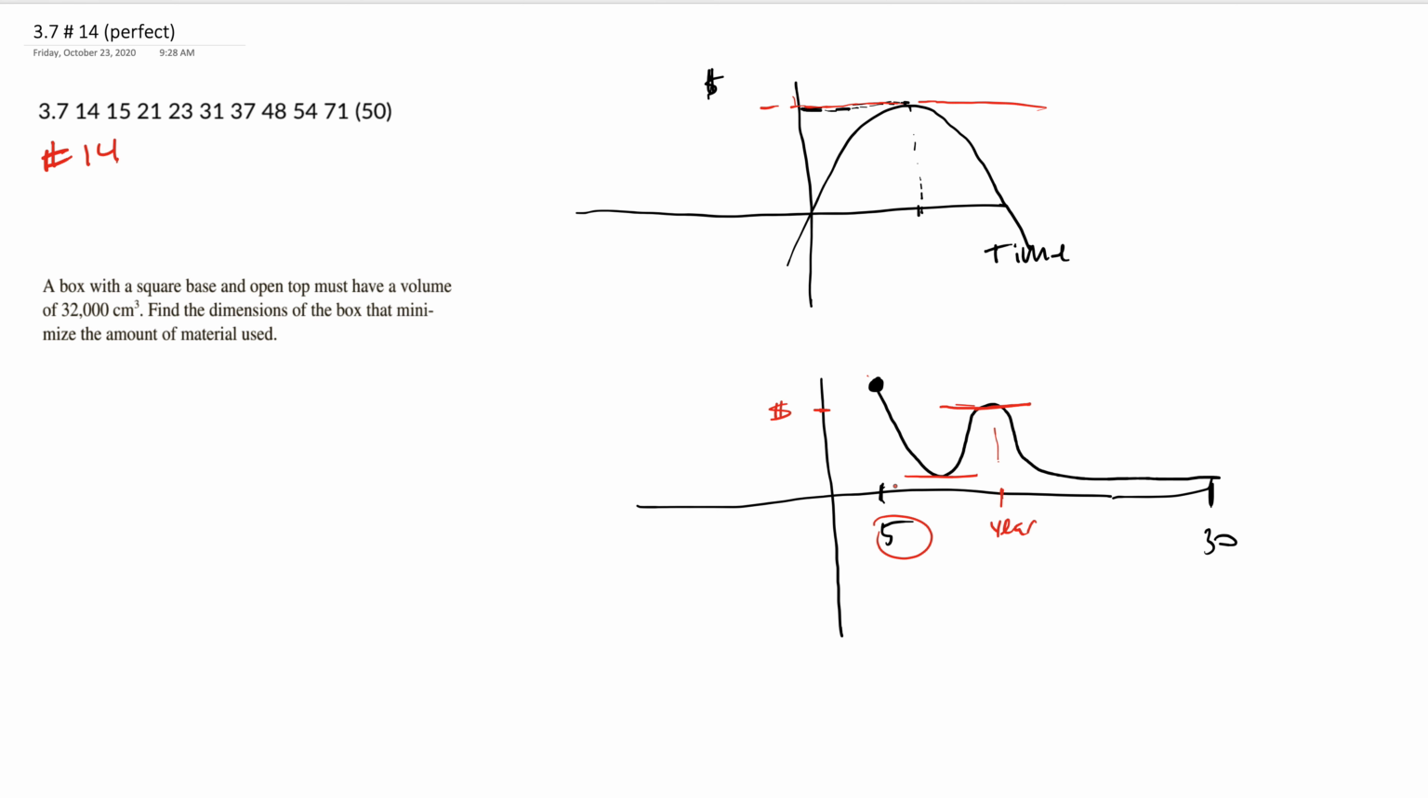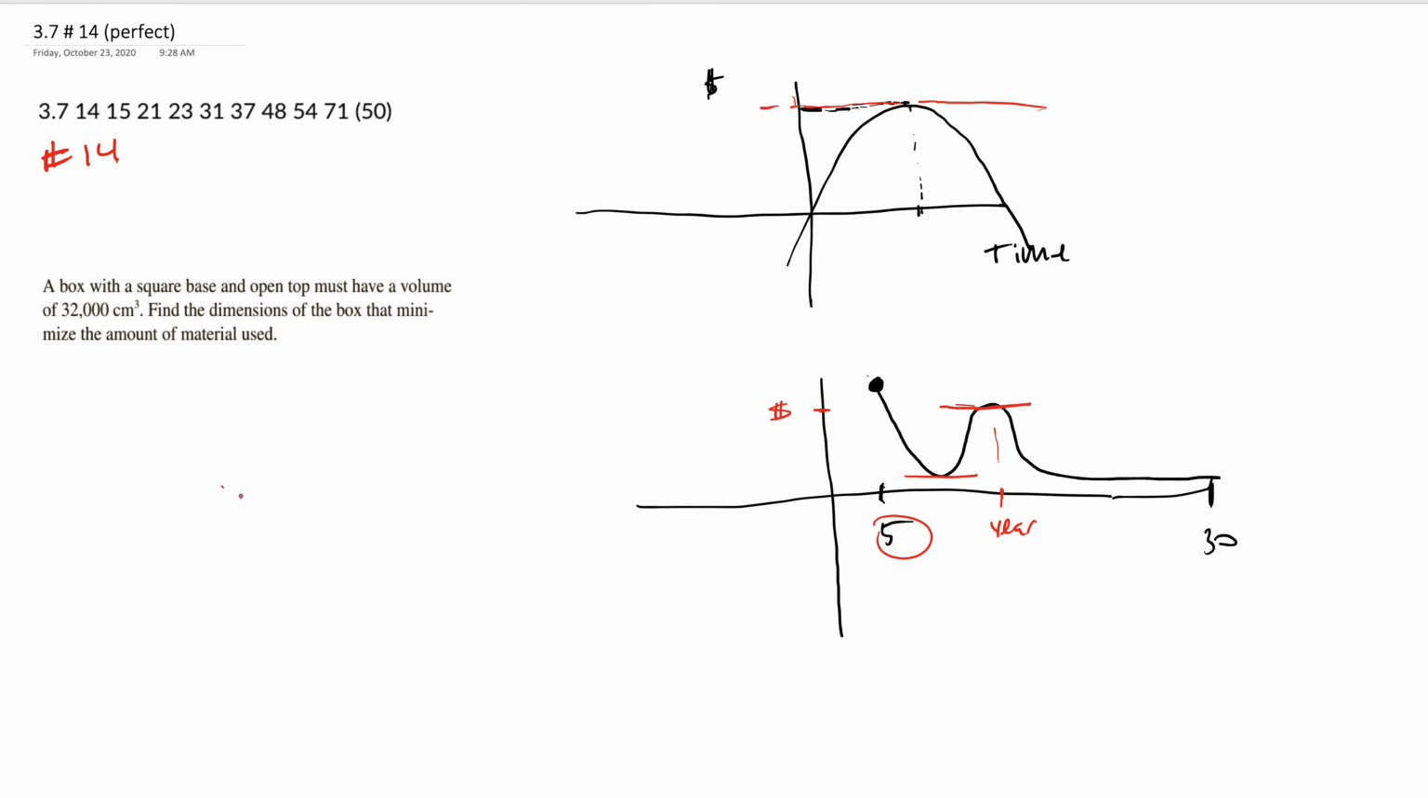Exactly. So that's the whole point of finding the absolute mins versus the local. And sometimes the locals are the absolutes, but sometimes the absolutes from the outside are just the absolutes, like the ones, just the endpoints. Okay, so this problem here, a box with a square base and open top.